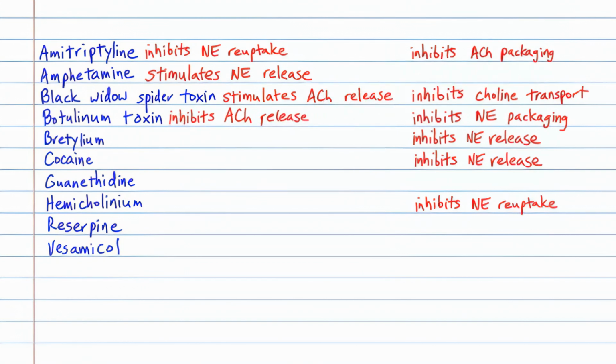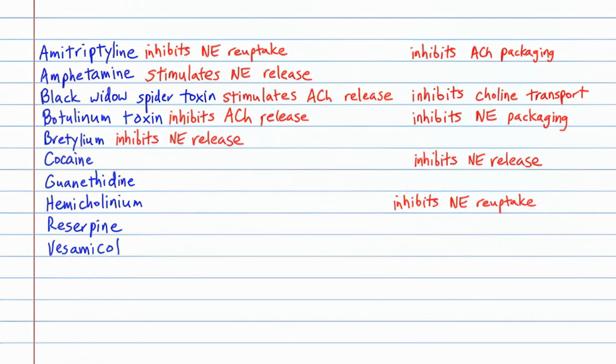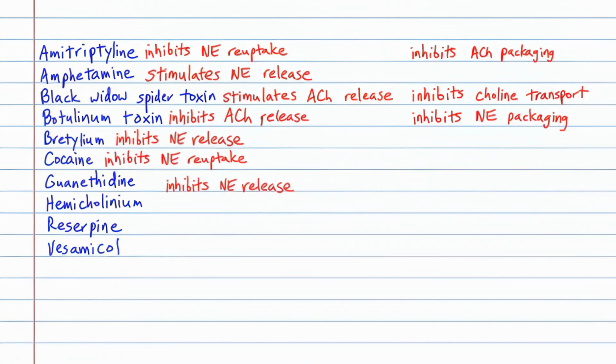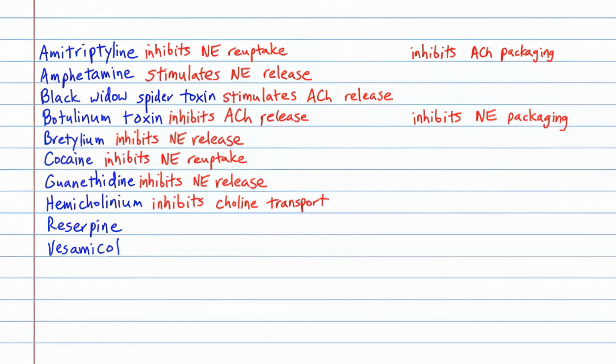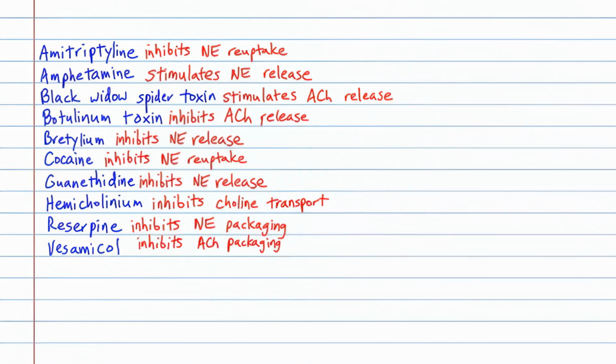Beryllium inhibits norepinephrine release. Cocaine inhibits norepinephrine reuptake. Guanethidine inhibits norepinephrine release again. Hemicholinium inhibits choline transport. And you can remember the choline in hemicholinium. It's pretty obvious. Reserpine inhibits the packaging of norepinephrine into vesicles. And vesamicol, again, the chol tells you it inhibits packaging of acetylcholine into vesicles. So, all right, you did a great job on that one.